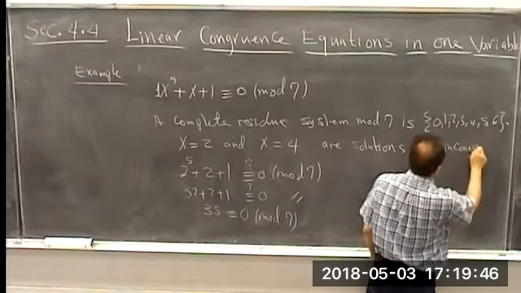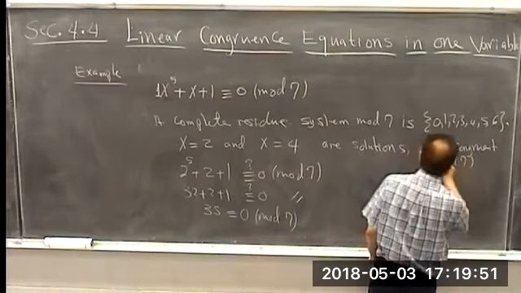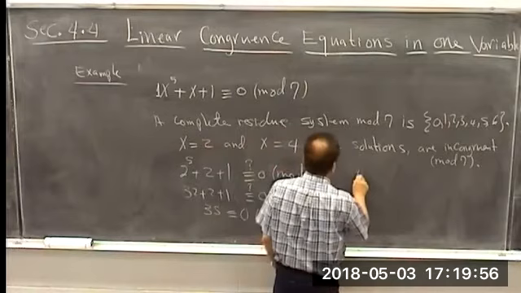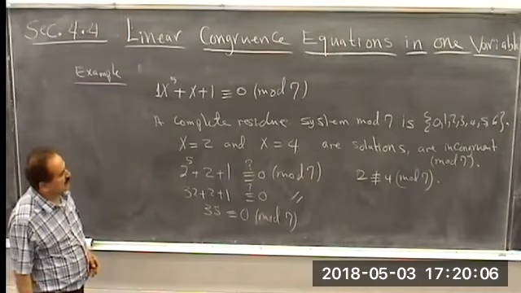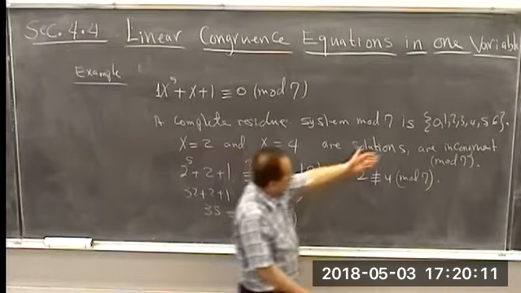Mod 7. Because they are not congruent to each other, 2 is not congruent to 4 mod 7. That's what we mean by incongruent mod 7, so these are two distinct solutions. And in fact, it turns out these are the only ones, which I can check.